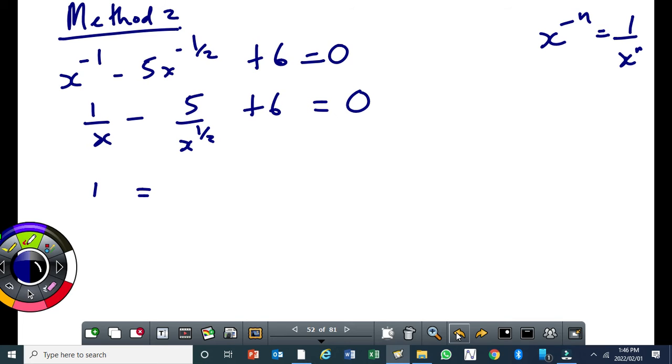I hope you're following what I'm doing. Minus, here, I'll multiply the numerator by x to the power of a half. Okay, let me just take you to the basics. Someone might be saying, what is he saying? Right? So our denominator is a 1. Our LCD is x. Okay?